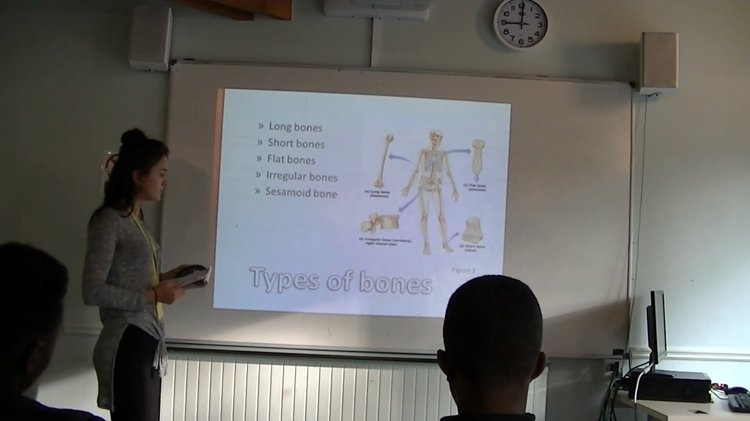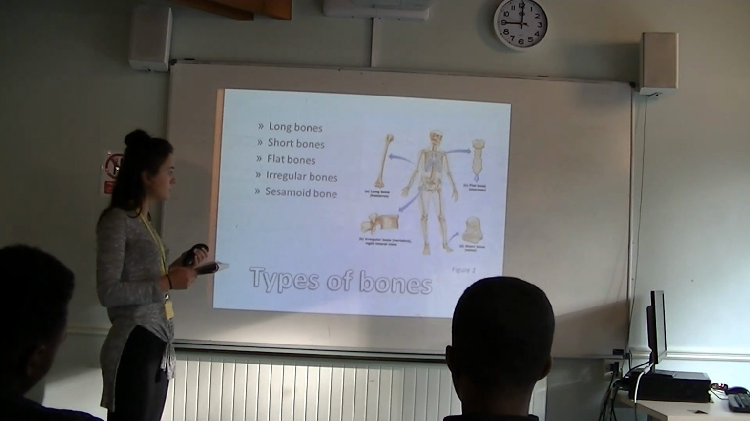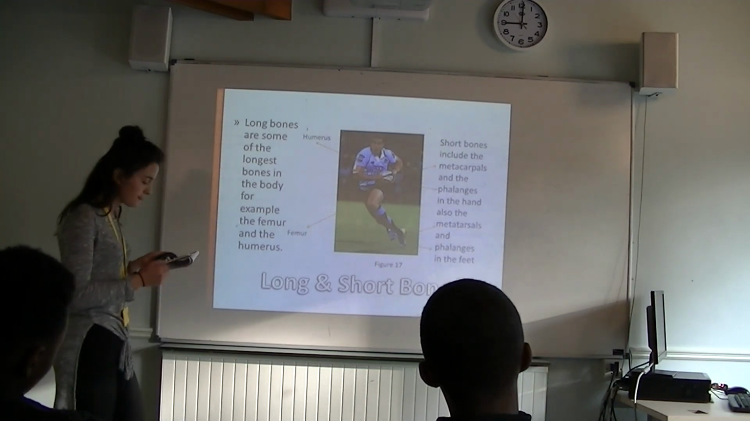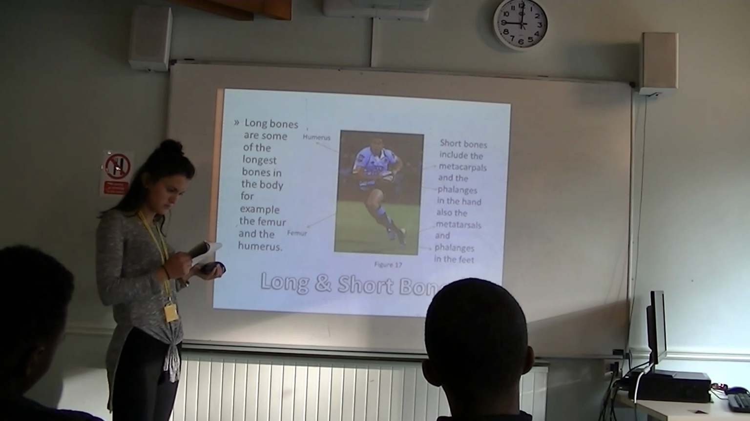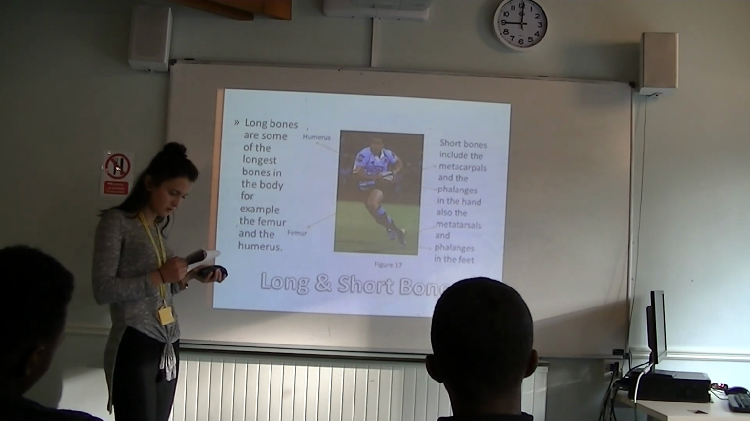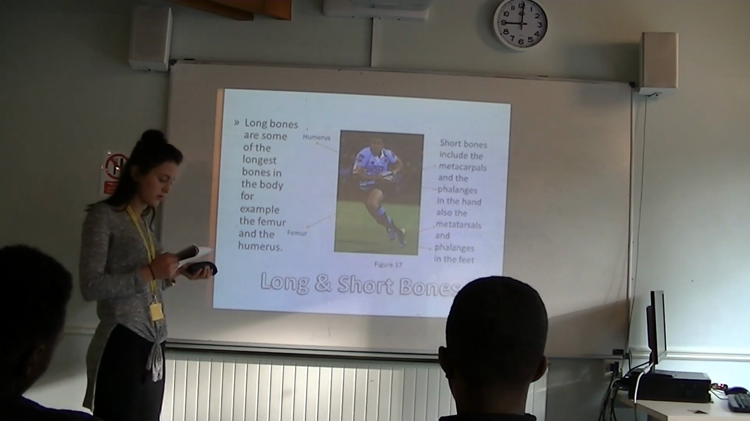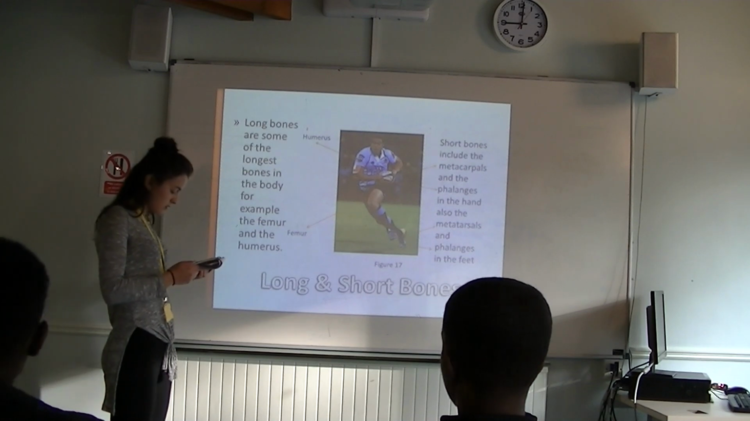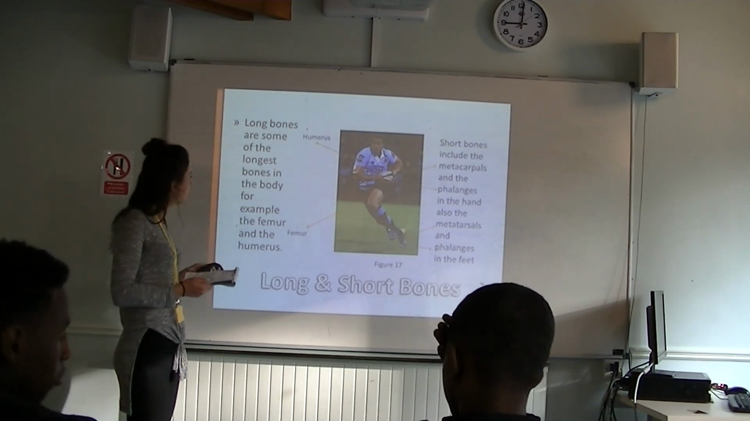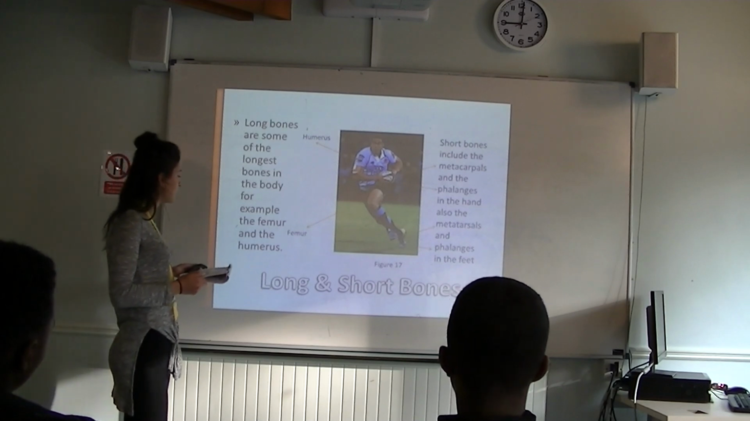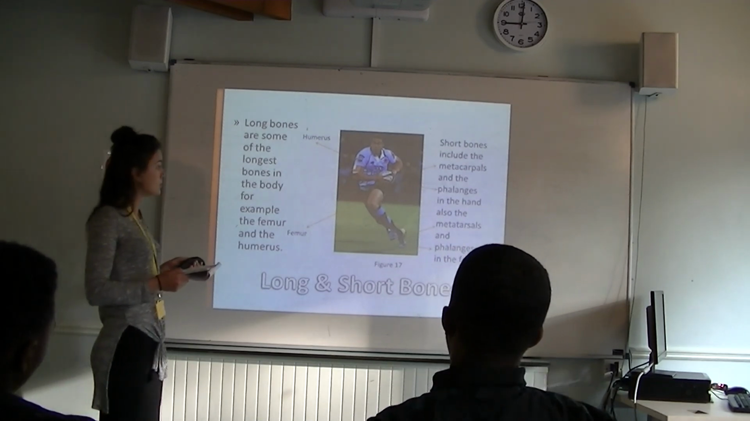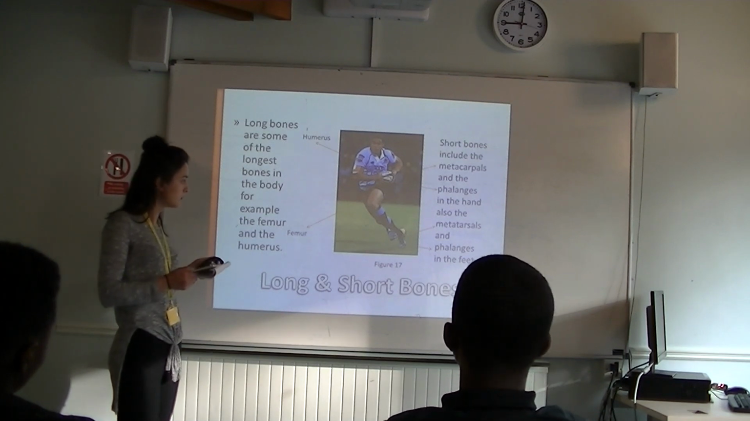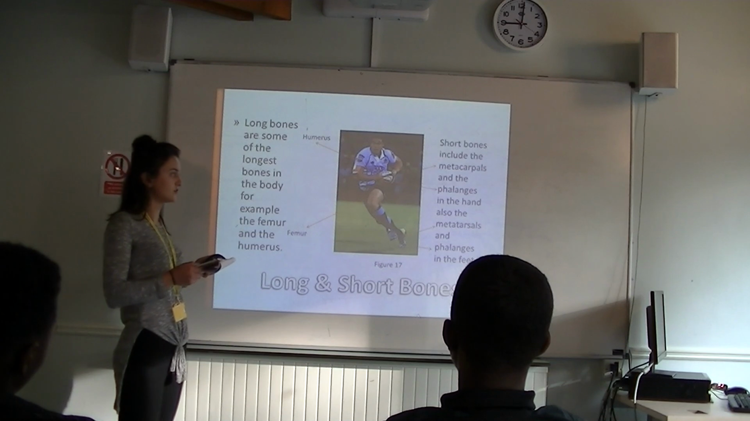Next, we're talking about the types of bones that are used in rugby as well. Short bones. Short bones in the hand will help the rugby player when he is catching the ball or when passing to another player. Long bones such as the humerus and the femur will help the player pass the ball to another player or when running, as they will do flexion and extension.